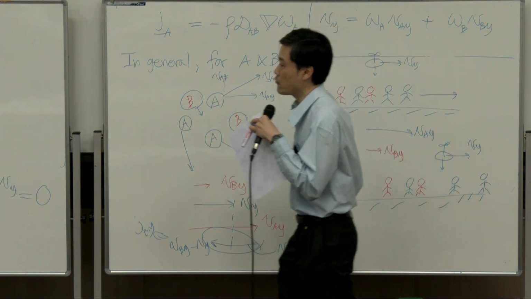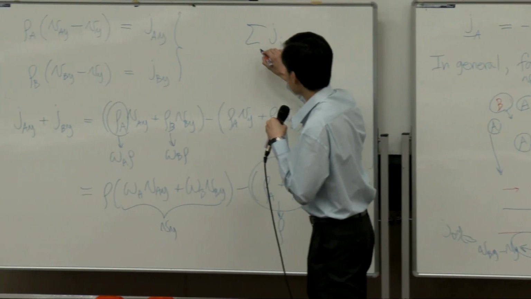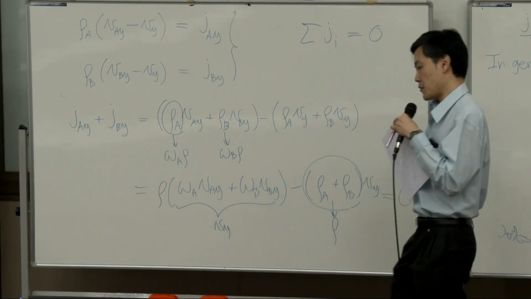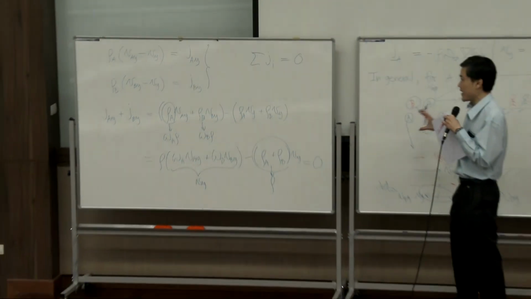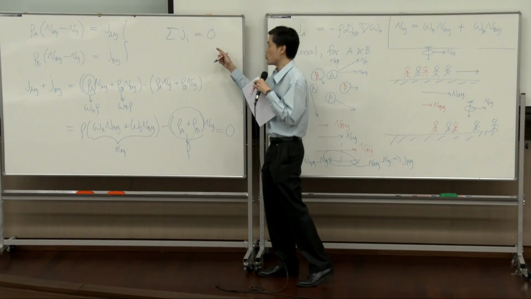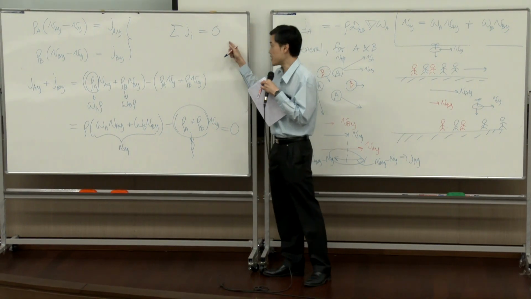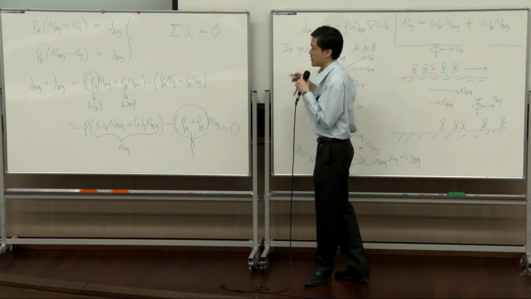Okay? So you have to remember one thing, that the summation of any flux would always be 0. Okay? This is the case for molecular transport. It is not restricted to a binary system. This is applicable for any number of species in the system.